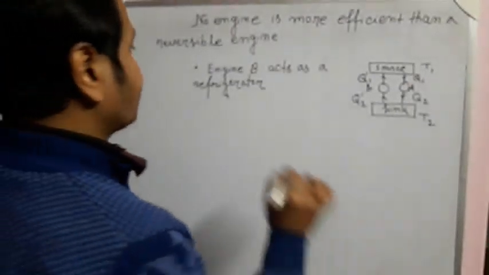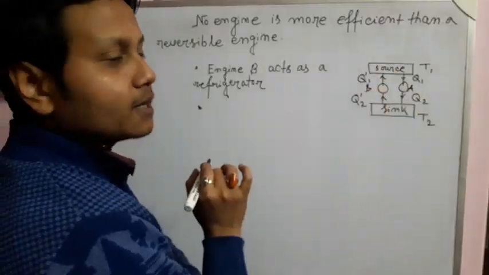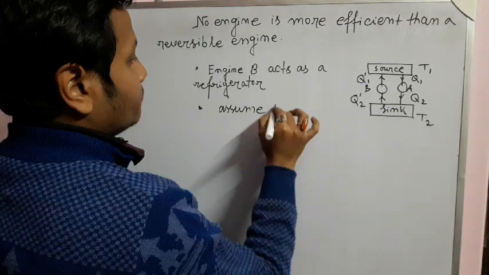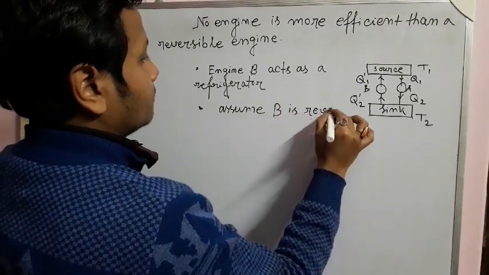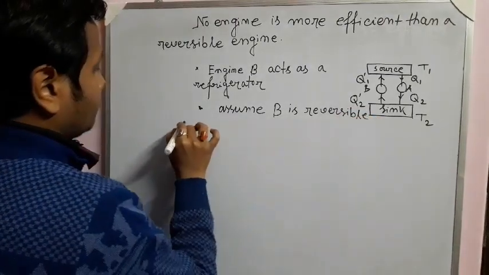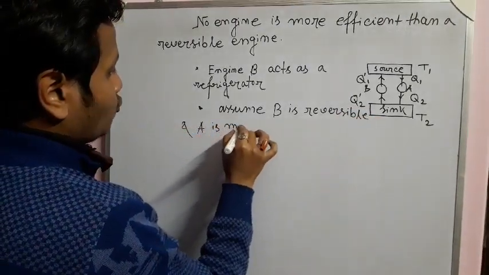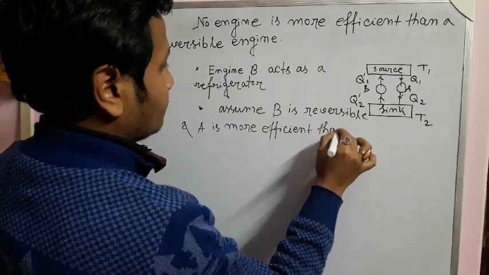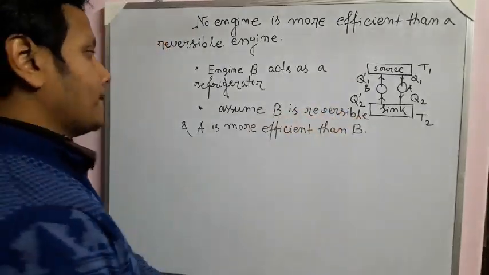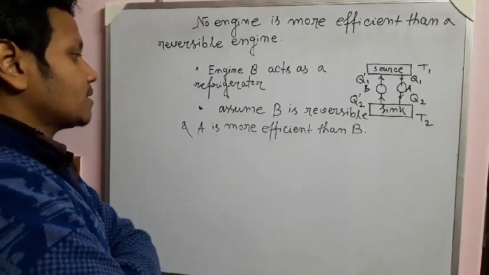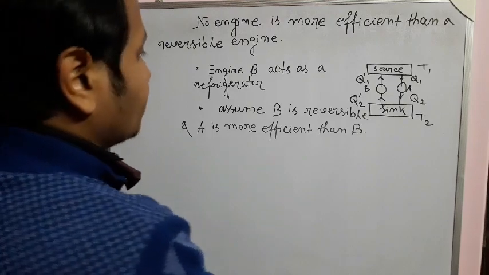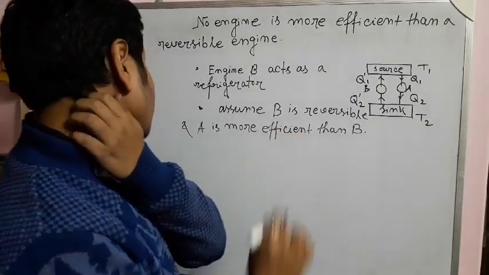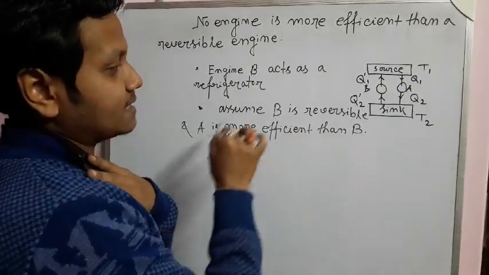Now let us assume that B is reversible and A is more efficient than B. So we have to prove this statement wrong.